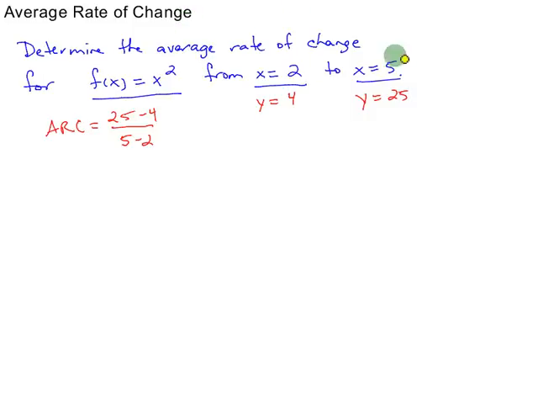Now notice when I subtracted, I used this x first, and I used this y first, right? So you can choose whichever pair you want to use first. Just make sure you're consistent. Make sure if you use this x first, you use this y first, etc. If you use the other ones first, you'll get the same value in the end, but you have to be consistent. So this reduces to 21 over 3, or 7. The average rate of change is 7.